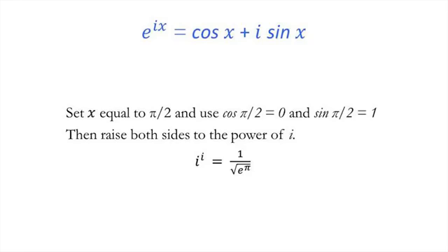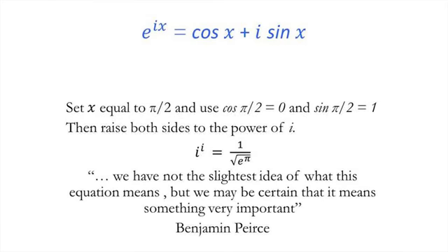And what you end up with is that i to the i, this is the complex number, the square root of minus 1, to the power of the square root of minus 1, comes out to be 1 over the square root of e to the pi. So i to the power of i, the thing about it is it's a real number. It happens to have that value, but more surprisingly it's real. And the mathematician Benjamin Peirce said about this formula, we have not the slightest idea of what this equation means, but we may be certain that it means something very important.